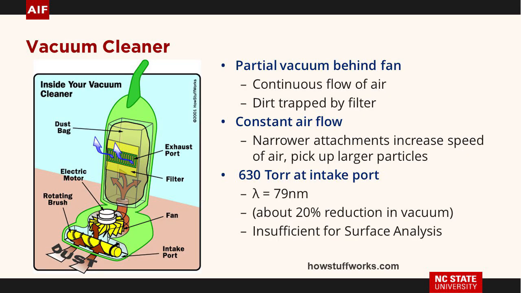So let's take your vacuum cleaner. We actually put a pressure measurement on your vacuum cleaner, to see what the vacuum went to. Numbers you should have in your head: 760 torr is atmospheric pressure. We went down to 630 torr, which is good enough to pick up your dirt. But your mean free path is 79 nanometers. So we can't use it.